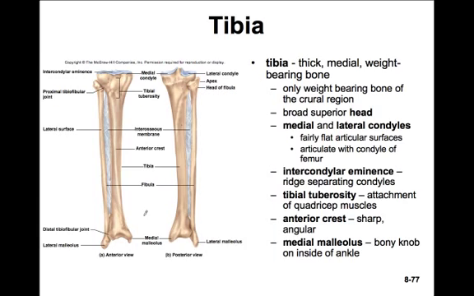And the only feature we really need to know on the most distal end is the medial malleolus. The malleolus are the ankle bones. So we have a medial malleolus on the base of the tibia.